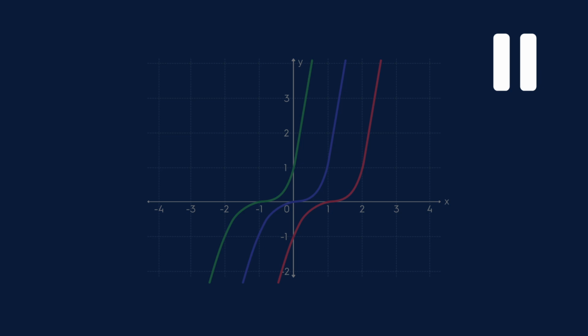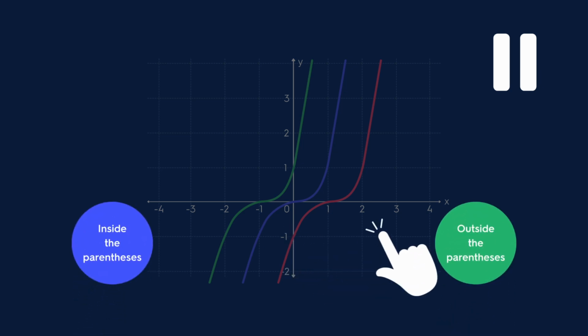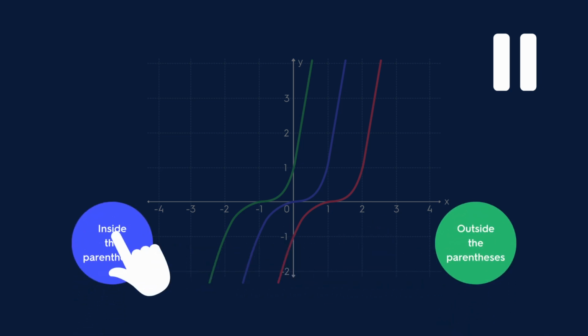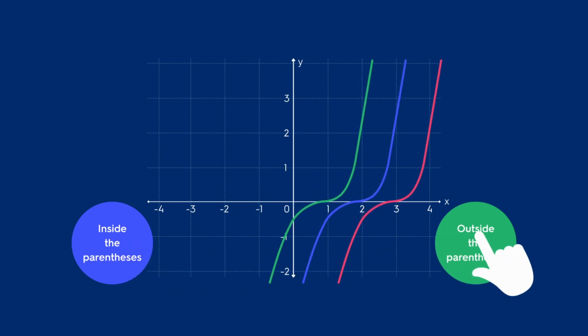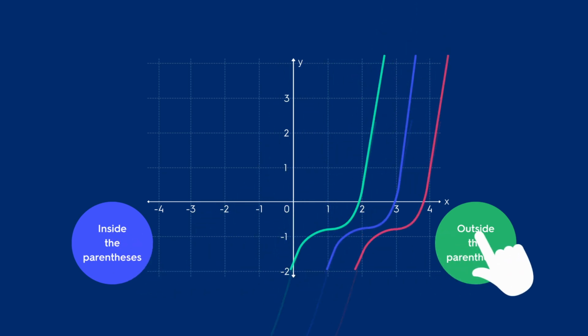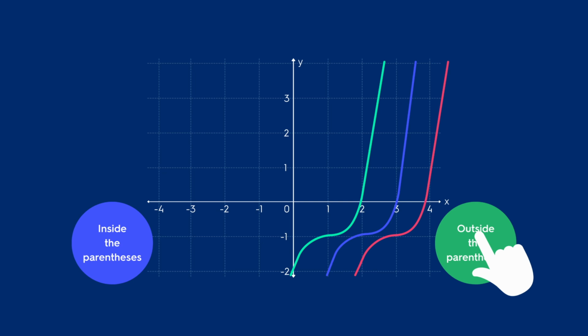Quick check. If you change something inside the parentheses, which direction does the graph move? Horizontally. If you change something outside, the graph moves vertically. If you can answer that, you're on track.